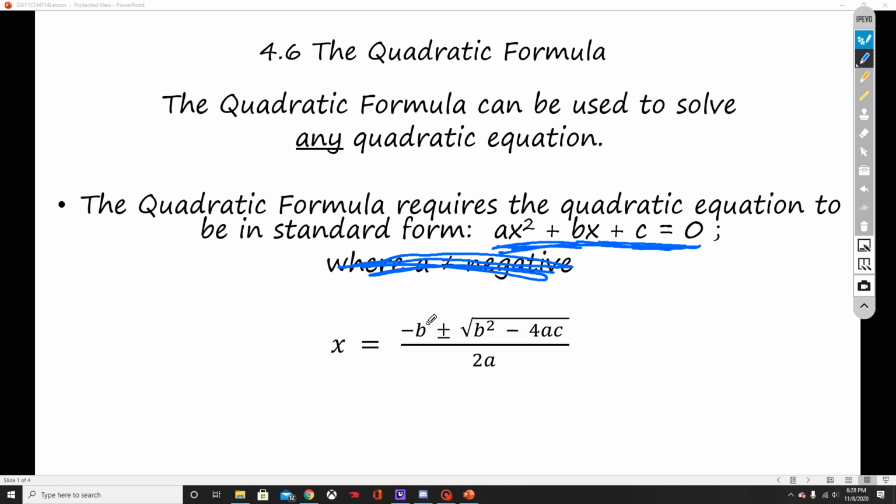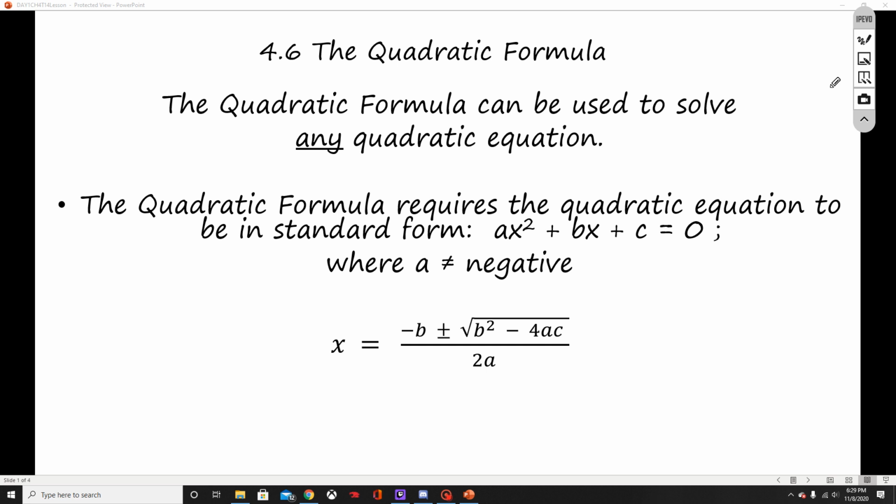Our formula is x equal to, so the solution is negative b plus or minus the square root of b squared minus 4 times a times c, and that whole thing divided by 2 times a. Alright, so if we can identify a, b, and c, we can use this quadratic formula to find our solutions.